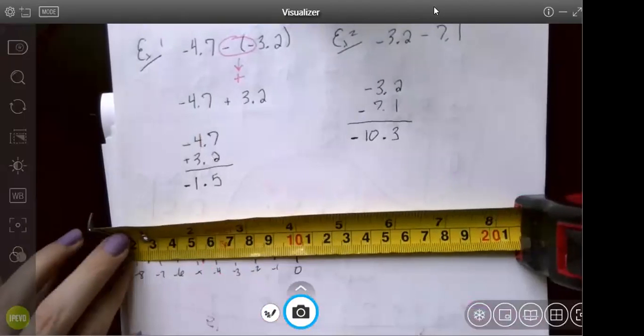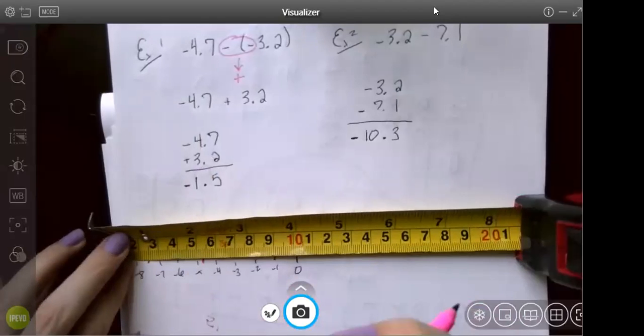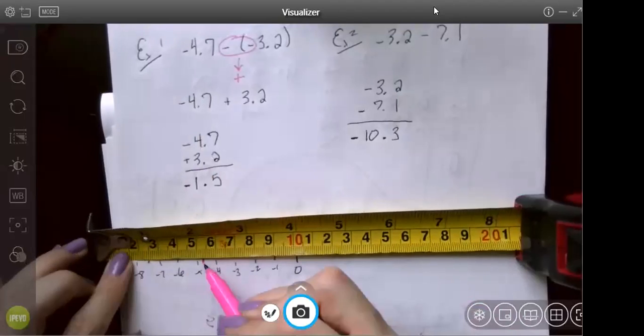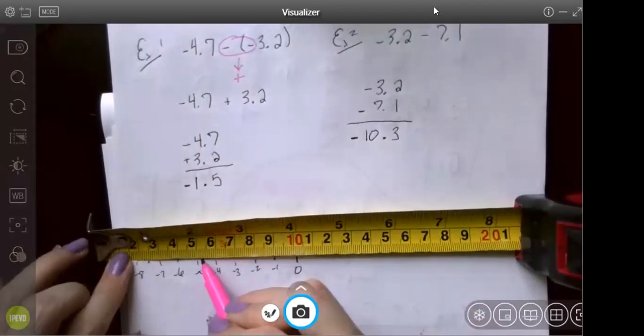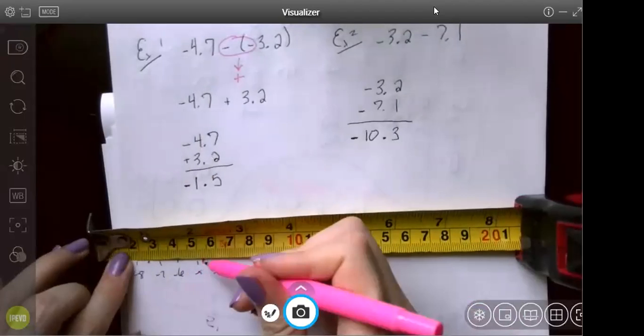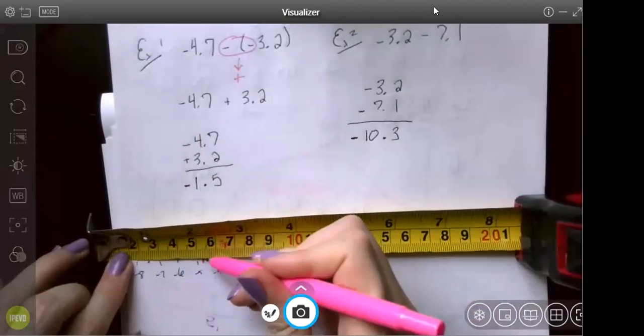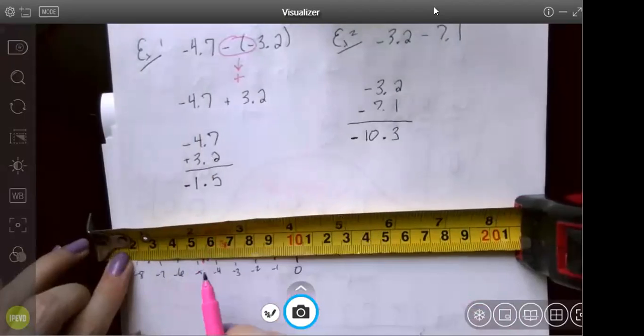And then all I'm going to do, because I'm adding, that means I'm getting more positive, so I'm going to move 3.2 spots this way. So I'm going to move the 0.2 spots first. So I'm going to go from this tick here, and I'm going to go 0.2 spots this way. So 1, 2. That brings me to this big long tick right here, halfway between these two terms.